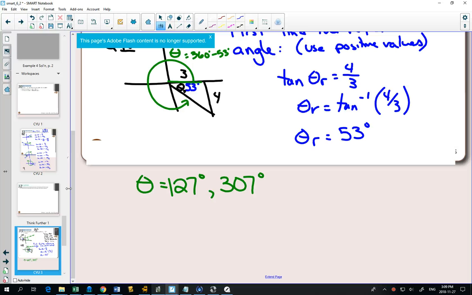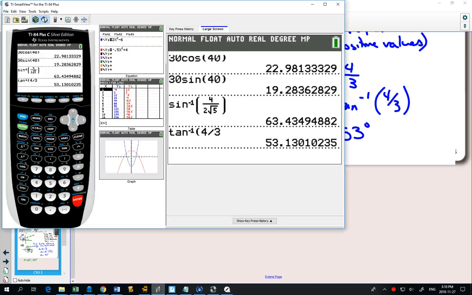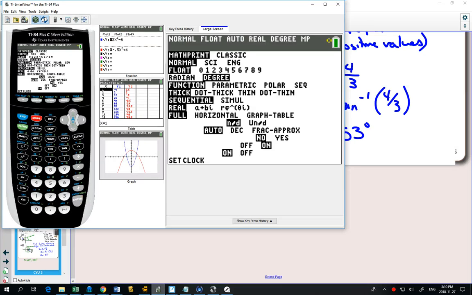Yes? So does it come up as like a smaller decimal? Is your calculator in degrees or is it in radians? So if you've got your calculator and you're getting a different answer than 53 degrees, hit your mode button, and if it's highlighted on radian, move it over to degree and push enter. And then you'll be able to get the correct answer in degrees. You don't need to put it into radians until next year.